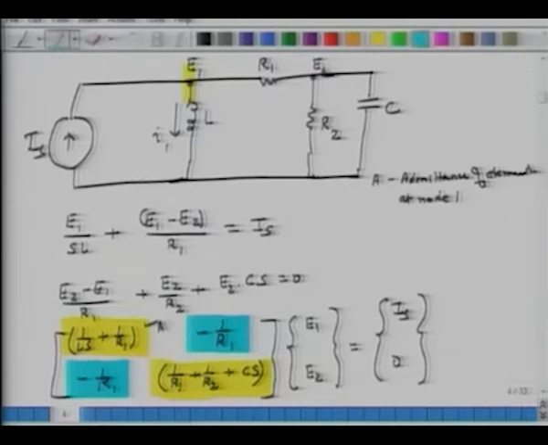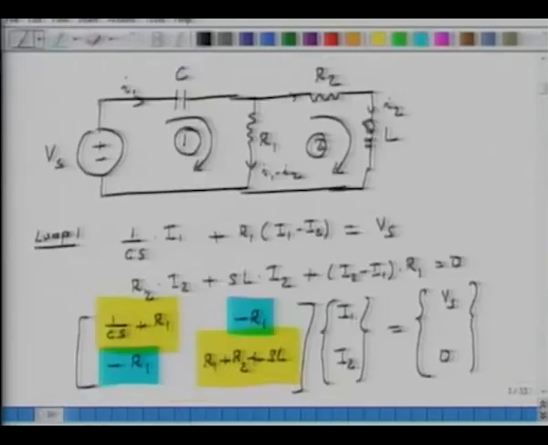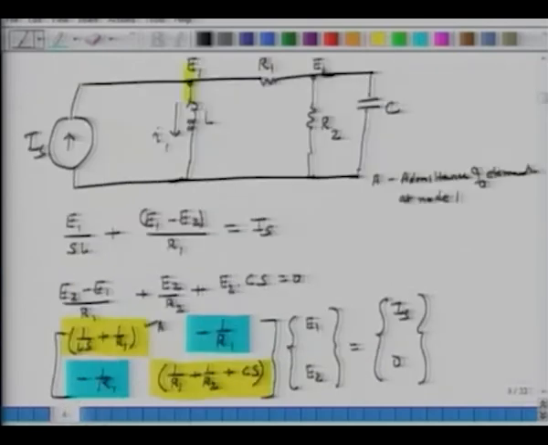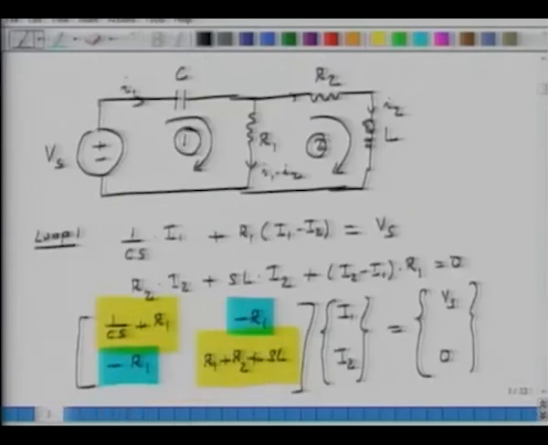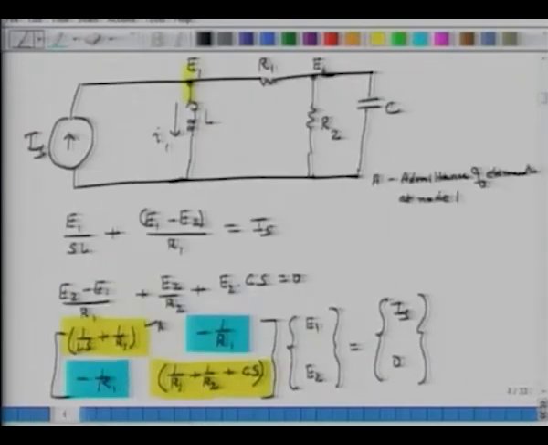So what you are seeing here is, just let's compare. So you have 1 over Ls plus R1, right? That becomes 1 over Ls plus 1 over R1. Similarly, you have R1 plus R2 plus S times L. Here what you are getting is 1 over R1 plus 1 over R2 plus C times S. So what essentially you are seeing is that the circuits look similar, but they are not identical. The matrix equations look similar, they are not identical.